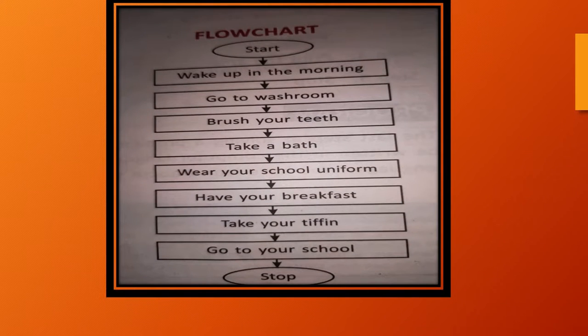See, this is a very simple example: how to go to school. So the first step and last step are fixed, start and stop, and for both purposes we use the oval shape. Then we write all the instructions; nothing to calculate, nothing to input, nothing to output in this. So we have used only the processing box to give the instructions. Wake up in the morning, go to washroom, brush your teeth, take a bath, wear your school uniform, have your breakfast, take your tiffin, and go to your school. So everybody, I think, is following these steps to come to school.